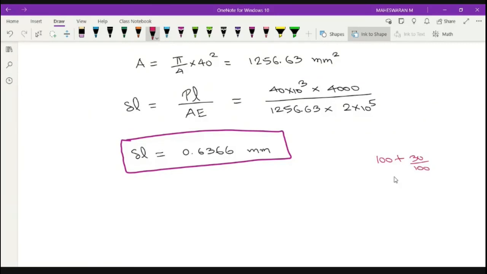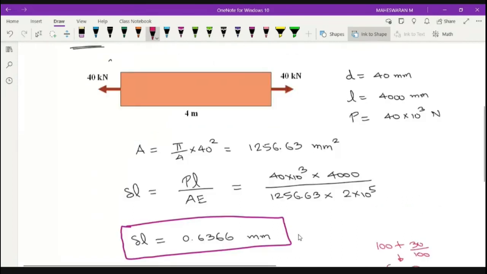For example, in this case, I can write it as 1.3, right? So this is nothing but 1.3. So 100 plus 30 by 100 is 1.3. So if I want to pay 100 rupees, you multiply with 1.3, you'll get 130. So that is what I am paying.